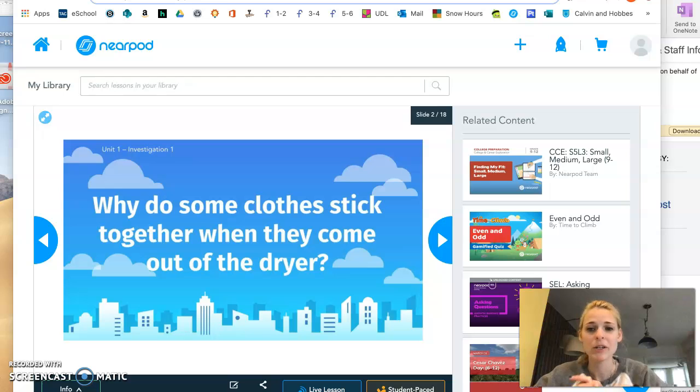Everybody knows, if you don't put a dryer sheet in, you take some clothes out of the dryer, you can have some things stick together. Sometimes you hear them crackle, or make a noise when you pull things apart. You can maybe see some sparks fly sometimes. So all of these are experiences that students can have and that we can use as the driving force of the unit.